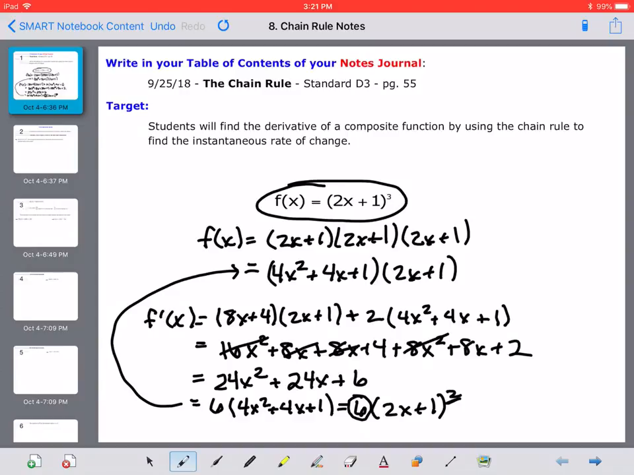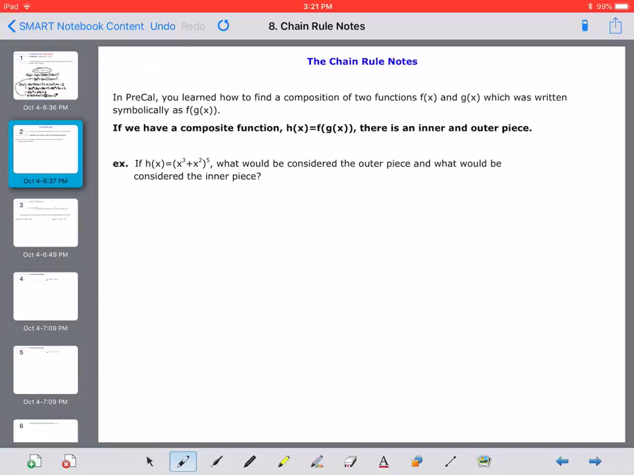So let's do a quick review of what it means to be a composite function. In pre-cal we learned composites, things like f of x. If we compose f of x and g of x, we can get it to be f of g of x. And that just means we're taking g of x, shoving it into f of x for every x. Okay, so if we have a function like h of x, which is right there, if we think about decomposing, our g of x is what's on the inside, our f is what's on the outside.